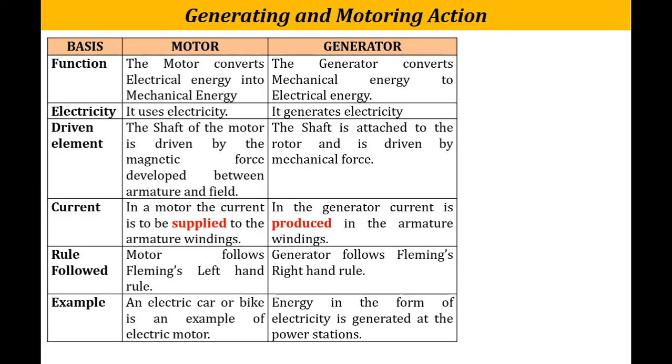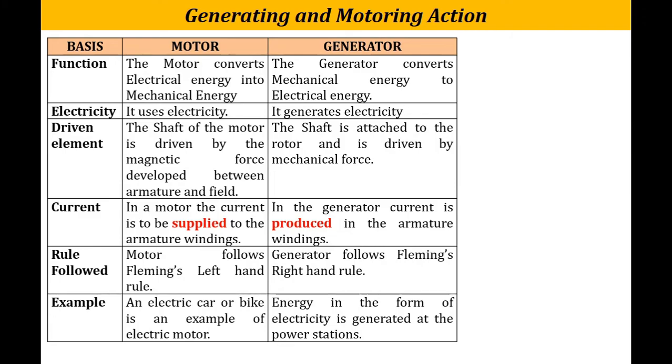Then which rule do we have to follow? I already told you. Whenever there is a motor, in the spelling of motor there is only one R, so you have to use FLHR, that is Fleming's left hand rule. And whenever there is a generator, you will observe that in the spelling of generator there are two R's, so you have to use FRHR, that is Fleming's right hand rule. So you can easily remember it in this way.